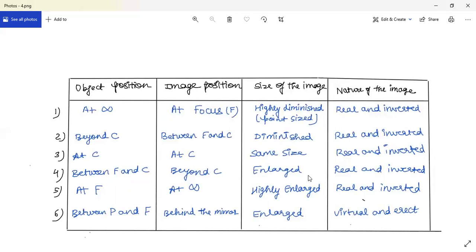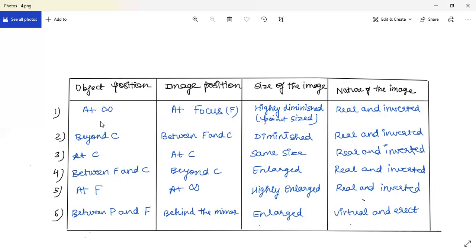Now, how do you remember these object position, image position? It's very confusing. So this is for a concave mirror. So it's very easy. First thing you just remember, nature of the image is always same. That is real and inverted, except for one case. That is when the object is between P and F. Okay. So now, easy way.